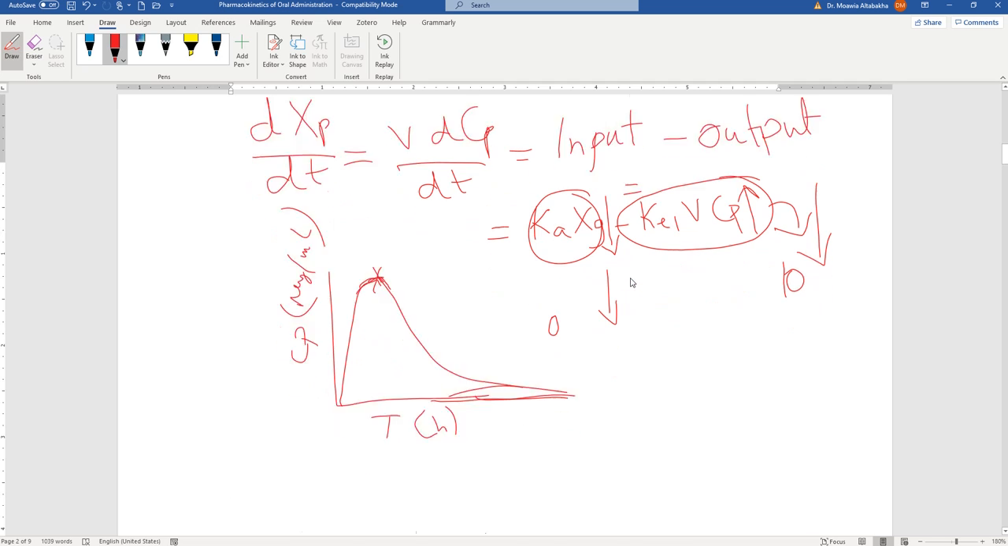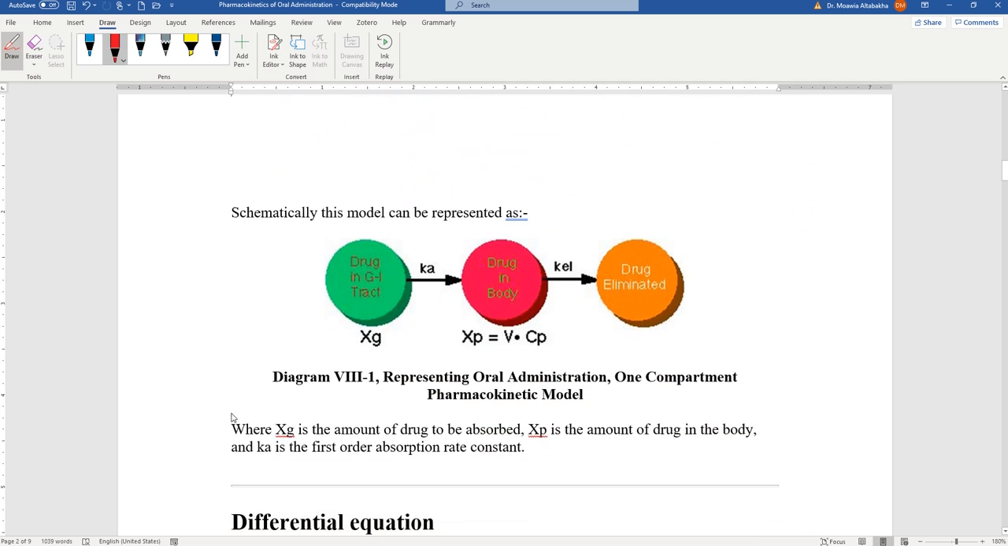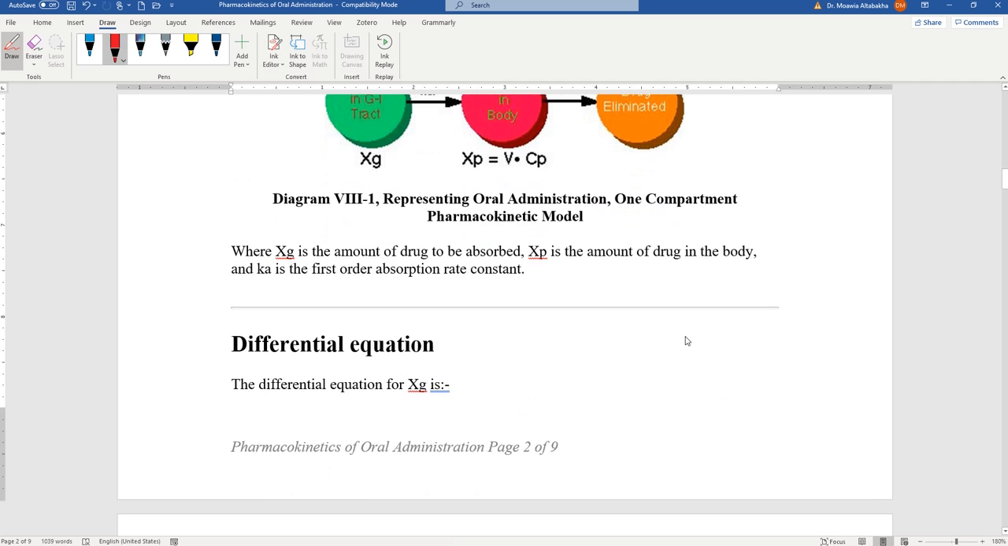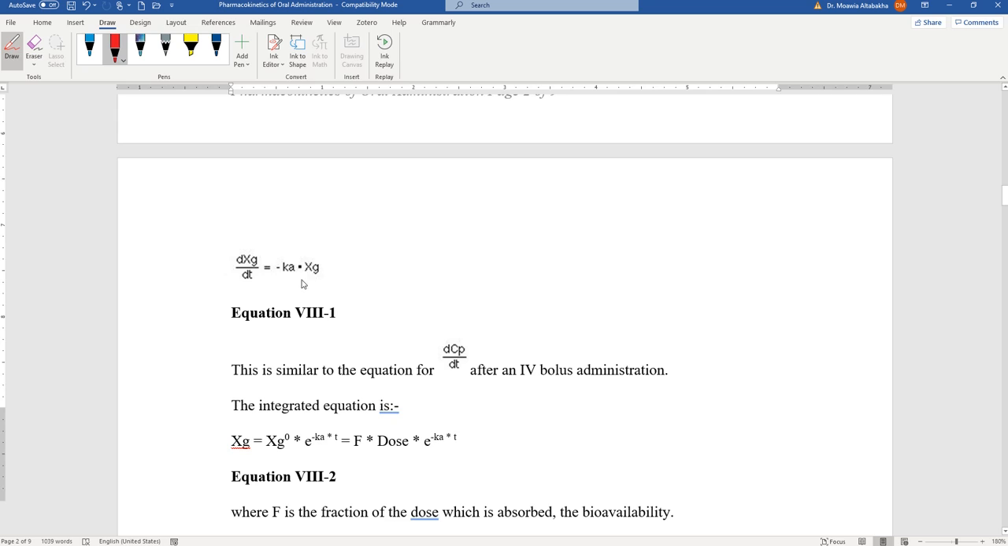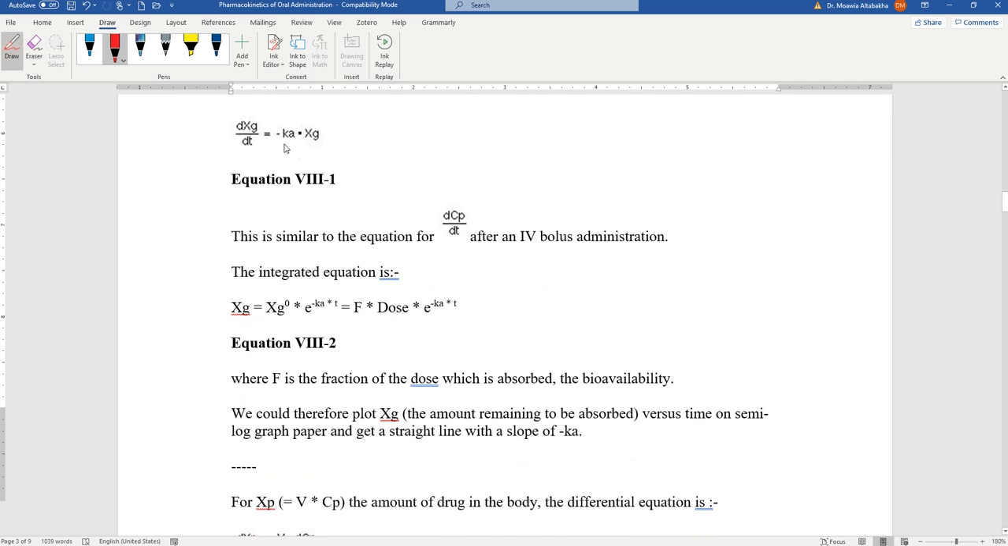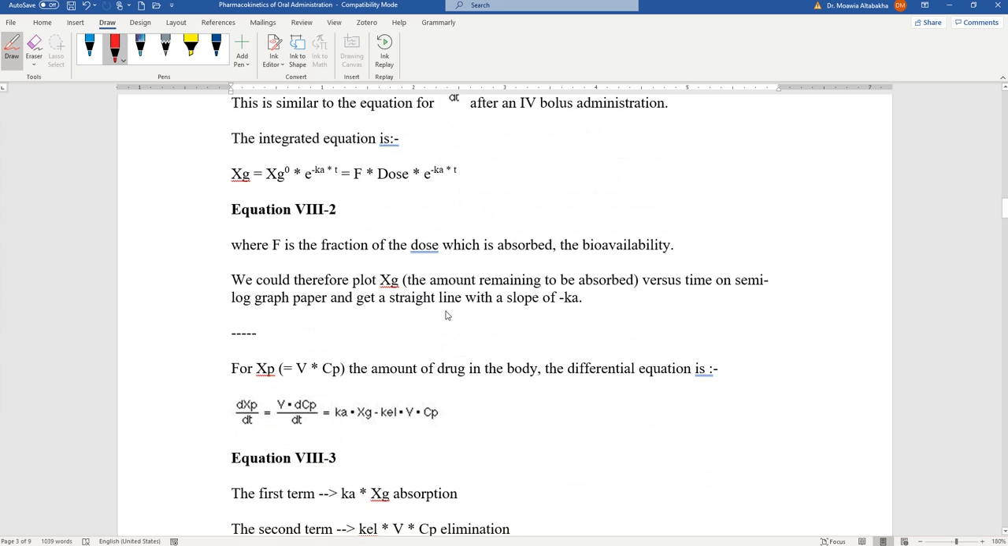Now all this discussion I will show it to you here. This is the scheme that I talked about. The drug in the GIT getting absorbed into the system, and from the system it gets eliminated through this window, with absorption through this door. Okay, this is talking about first order rate of absorption. And if I want to integrate this equation, I can get this equation. Instead of xg0 I can write F dose.